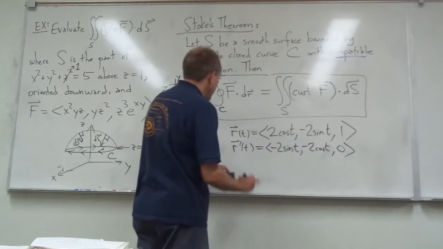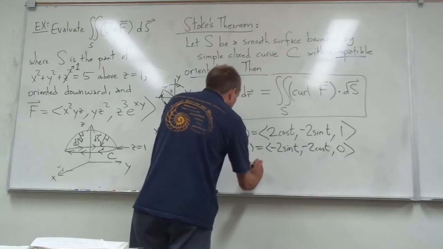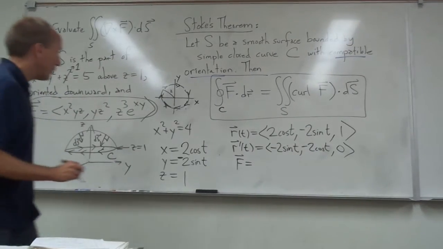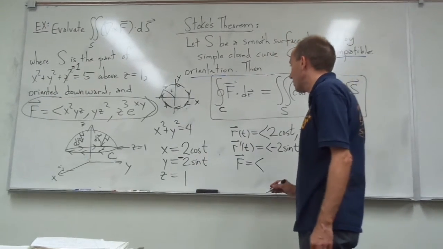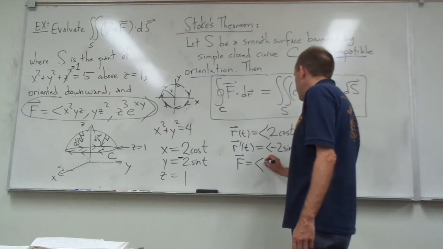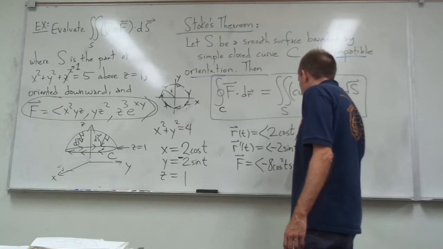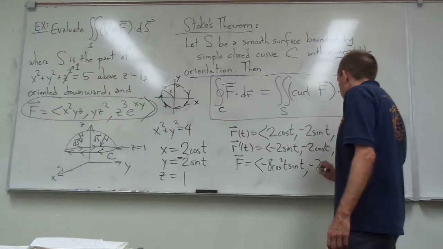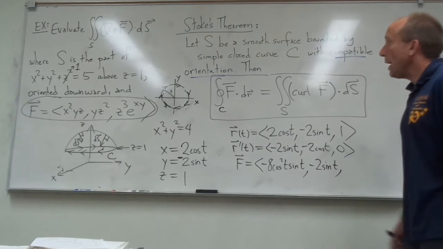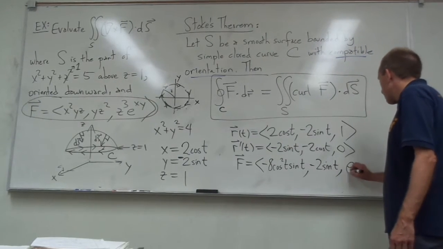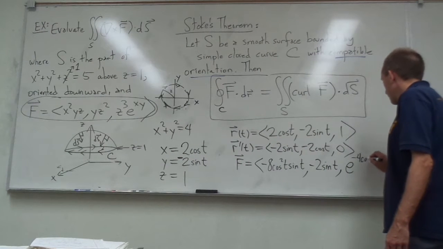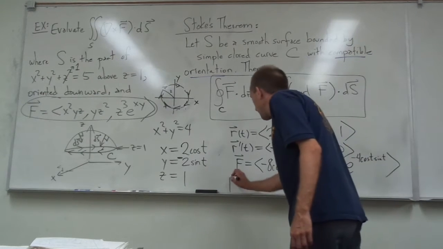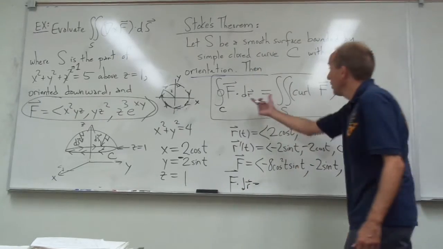All right? And then I have to write my vector field in terms of t. Okay? My vector field is right here. So I'm going to put in everything into there. So we have x squared y z in the first slot. That's going to be negative 8 cosine squared of t sine of t. And then in the middle slot we have y z squared. That's just going to be negative 2 sine of t. And in the third slot we're going to have z cubed times e to the xy. Oh, that would be e to the negative 4 cosine of t sine of t. Okay, there we go.